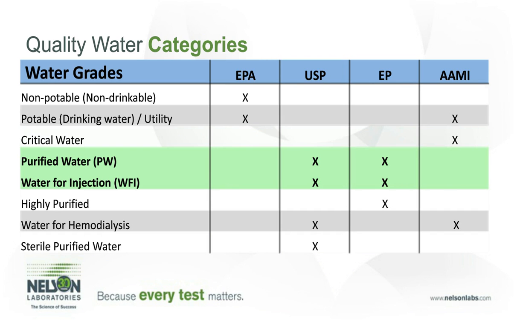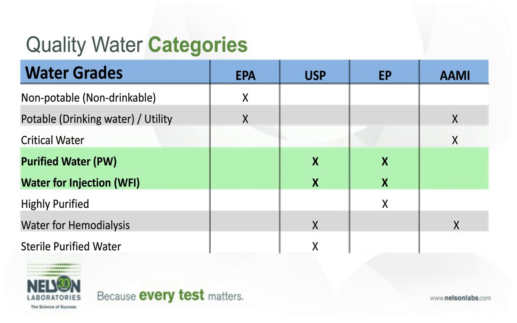On the left-hand side, we have the water grades, or title of the water quality, and then we have which agency has designated these titles. And on the left and the top, we have non-potable, non-drinkable water, which the EPA has categorized, but also potable drinking water under the EPA, as well as utility water by AAMI out of TIR 34. TIR 34 also lists critical water, which is a higher quality of water for reprocessing medical devices.